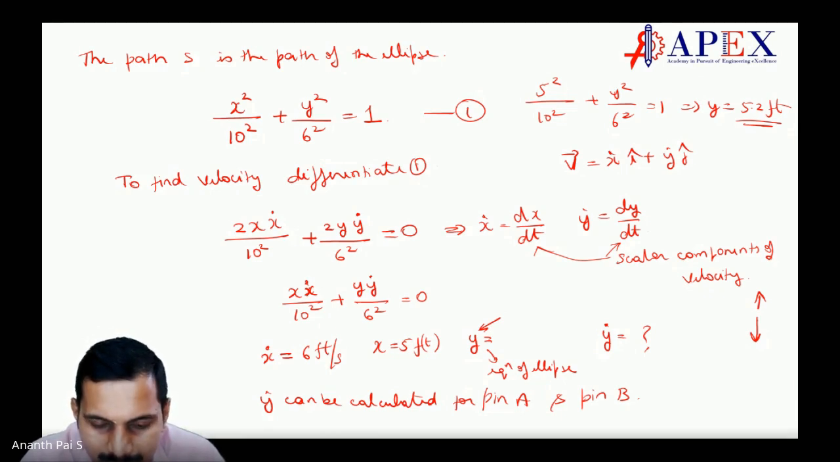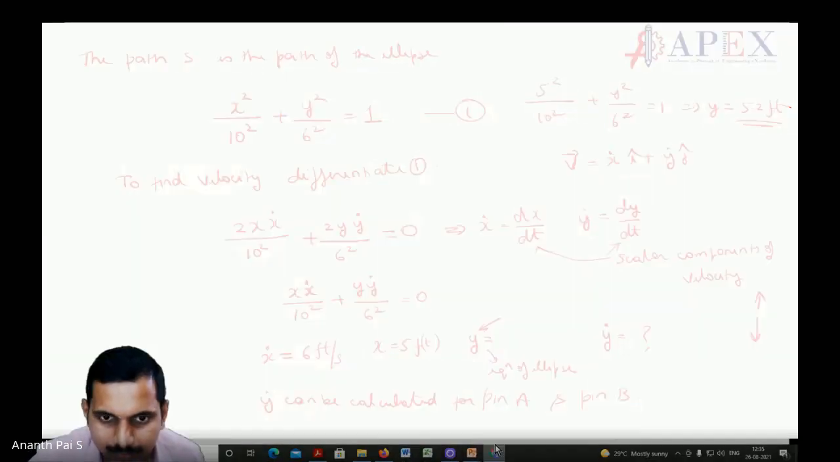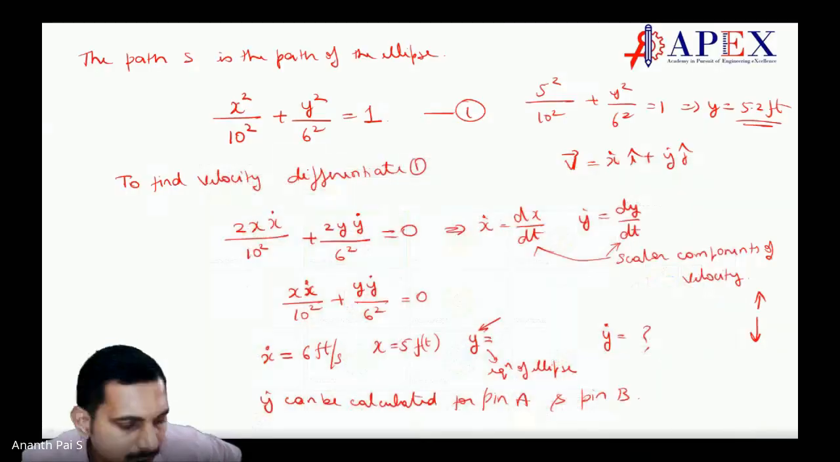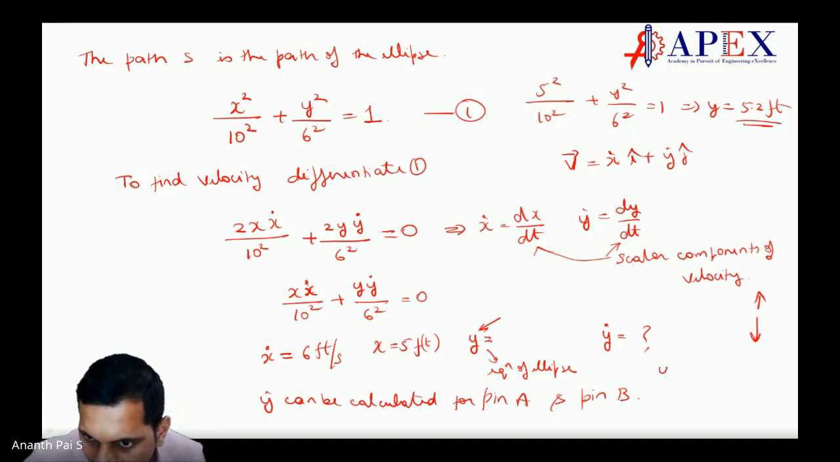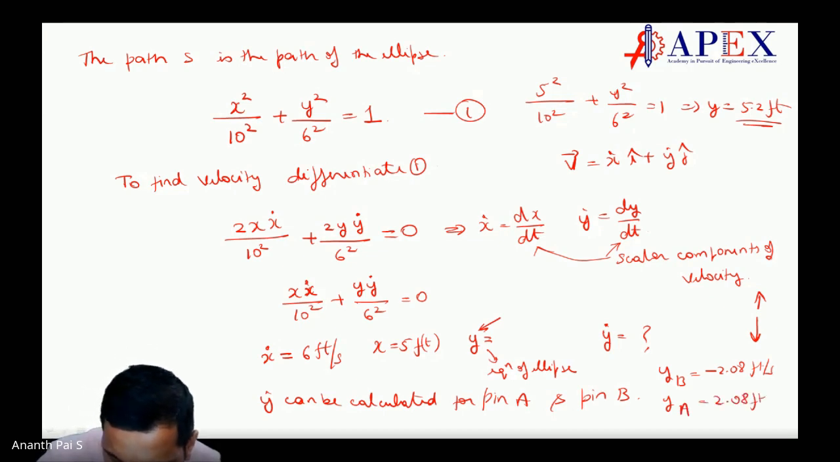Yes, students, done. How many of you have not got the answer for y dot, the velocity? Raise your hands. What is the answer? The answer is 2.08. Y dot B is equal to minus 2.08 feet per second, and y dot A is equal to 2.08 feet per second. Correct?